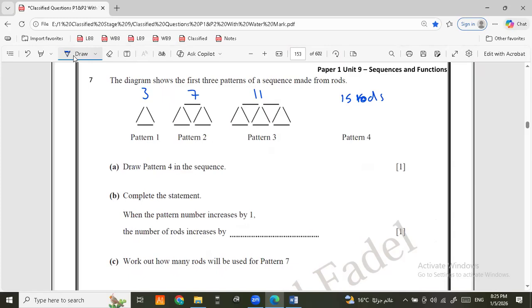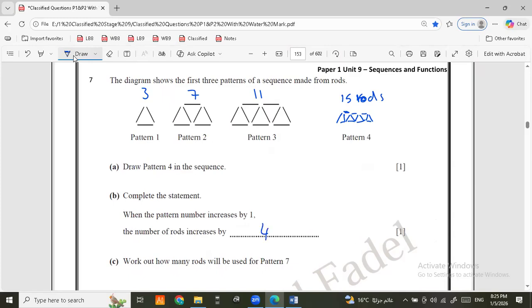Complete the statement when the pattern number increases. Definitely, you must draw them here, okay? You must draw them this way. This way, I drew 3 by 4 is 12. Then you put over here 1, 2, 3 at the top. So you have the 15. Definitely, you need to draw this a little bit bigger. All right, when the pattern number increases by 1, what is happening? The number of rods increases by 4.